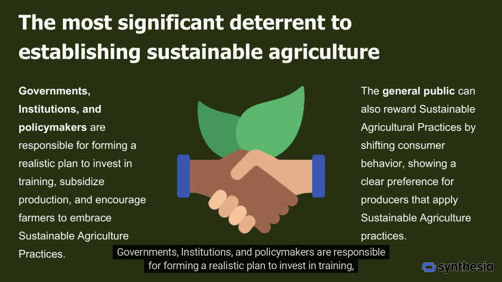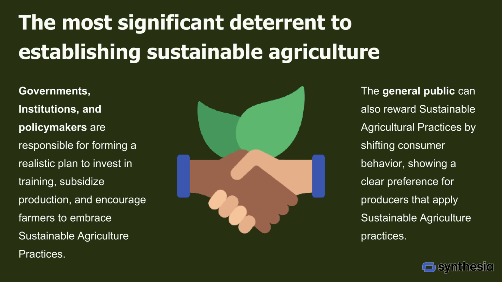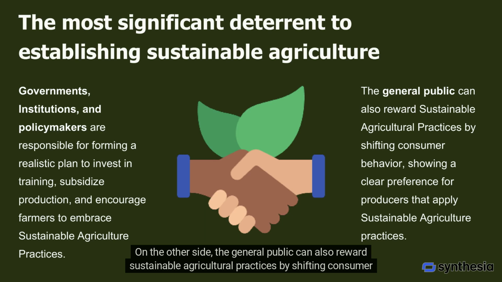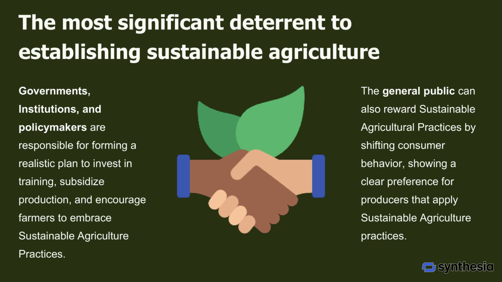Governments, institutions, and policymakers are responsible for forming a realistic plan to invest in training, subsidize production, and encourage farmers to embrace sustainable agriculture practices. On the other side, the general public can also reward sustainable agricultural practices by shifting consumer behavior, showing a clear preference for producers that apply sustainable agriculture practices.